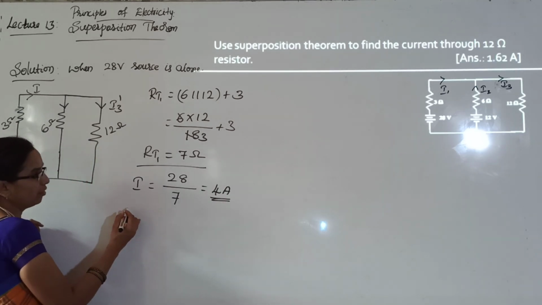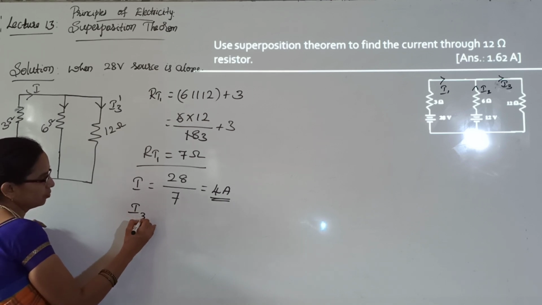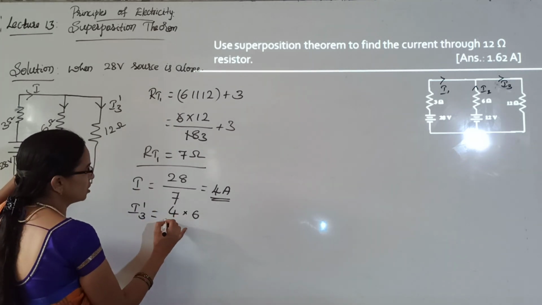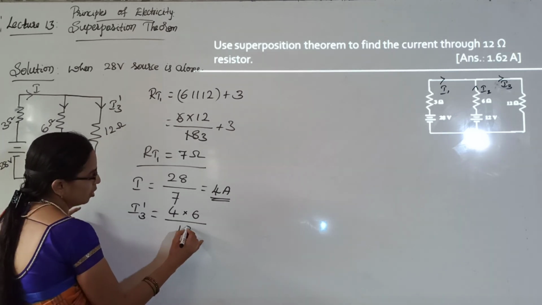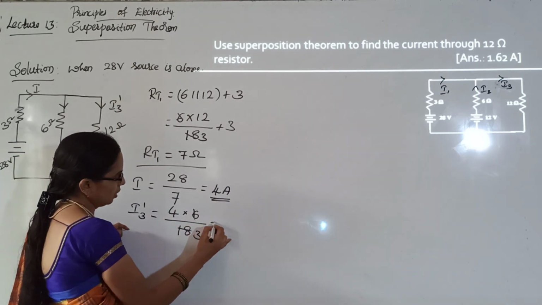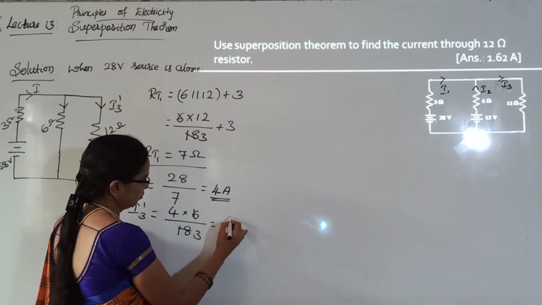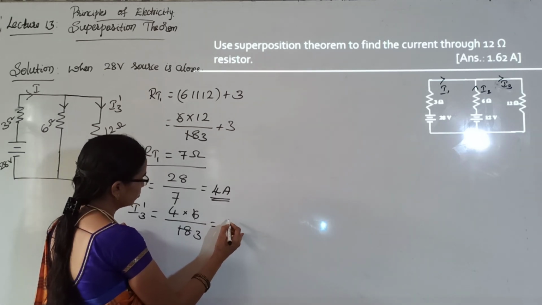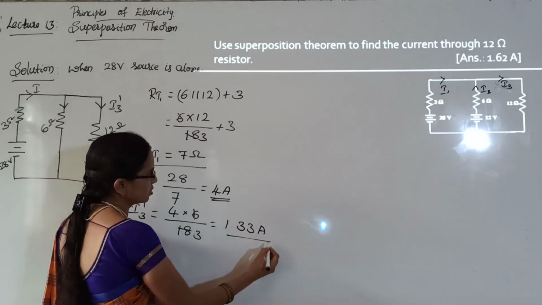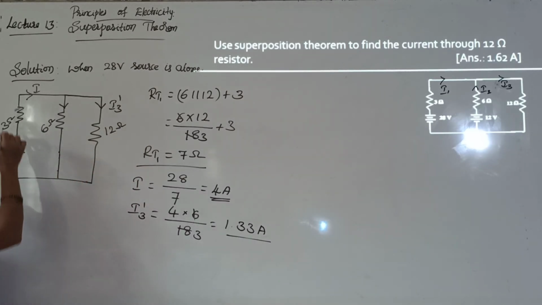Okay. Now I will find out I3 dash, that is equal to main current into opposite branch resistance divided by sum of the resistors connected in parallel, then it is 4 by 3 amperes, or you can also write as 1.33 amperes of current is flowing. In the second step, this is the first step.